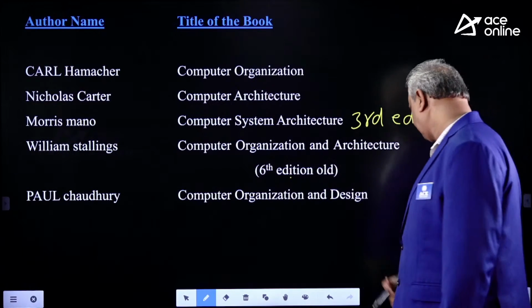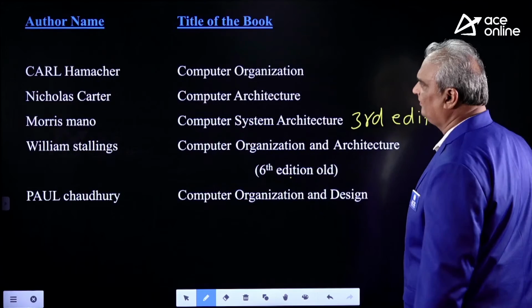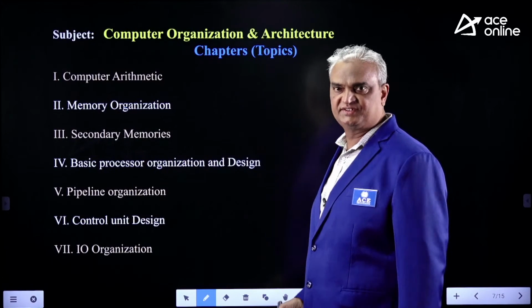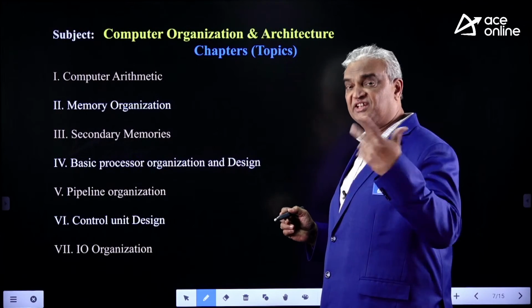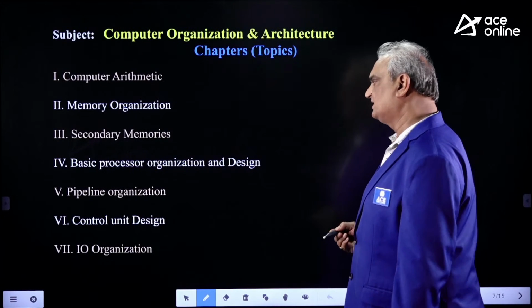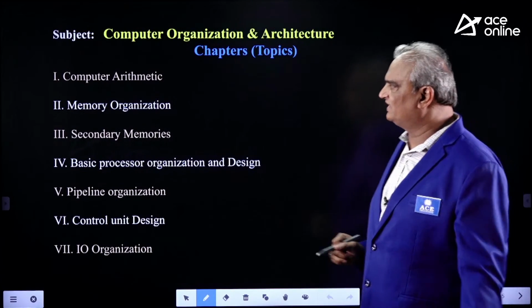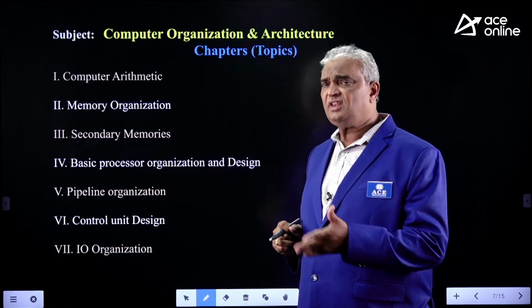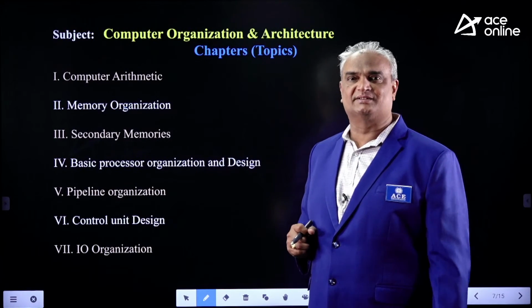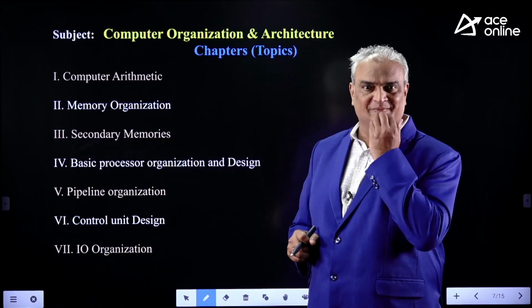Now look here. Already we discussed all those things. Our subject syllabus is divided into 7 topics: computer arithmetic, memory organization, secondary memories, basic processor organization design, pipeline organization, control unit design, IO organization. In this, we are going to discuss subtopics because our session is preparation strategy, how to prepare the COA subject. Before this, which subject is better to complete to get clarity in this preparation?